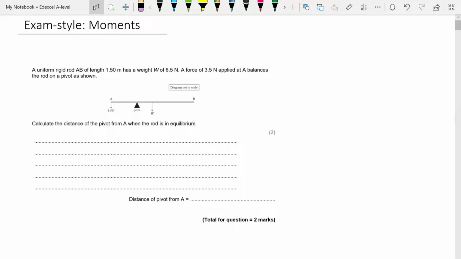I've had a request to do some exam-style moments questions, so here we go. I'm going to start fairly easy and work our way through a little bit more difficult before we go back to more straightforward ones again. We have a uniform rigid rod AB, and let's zoom in on AB so we can see what it is.